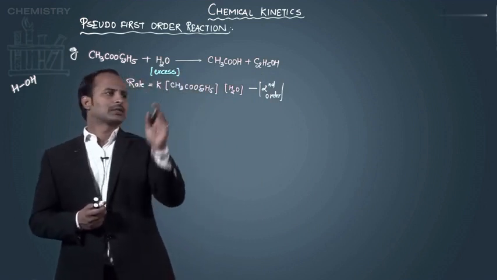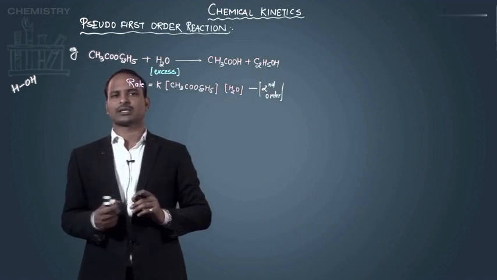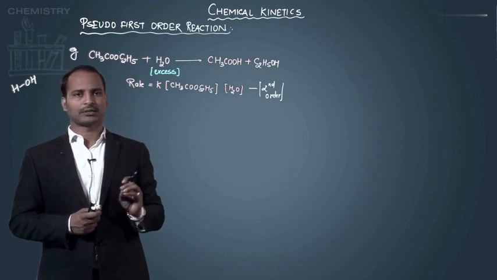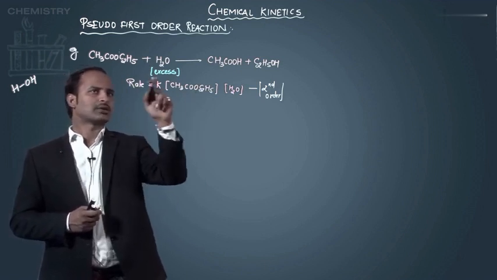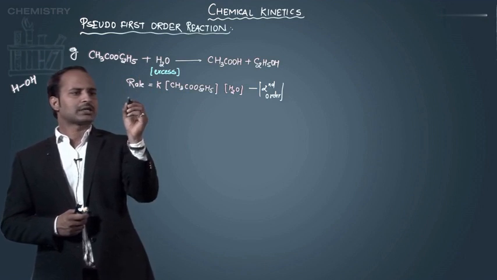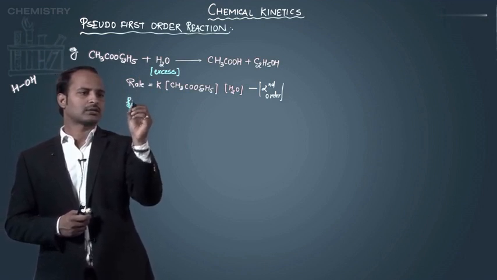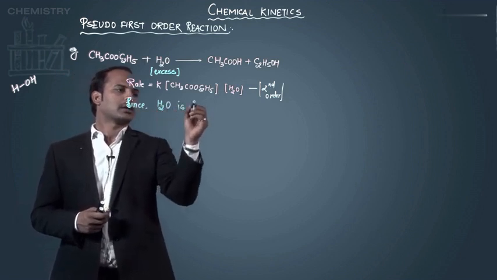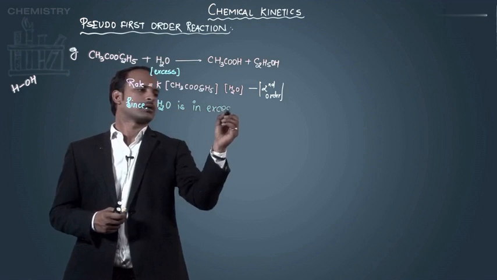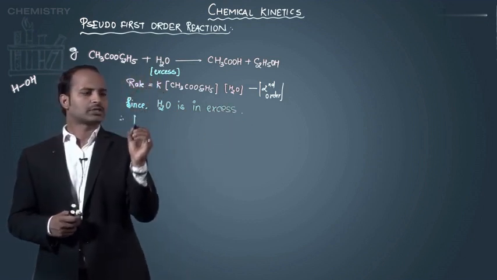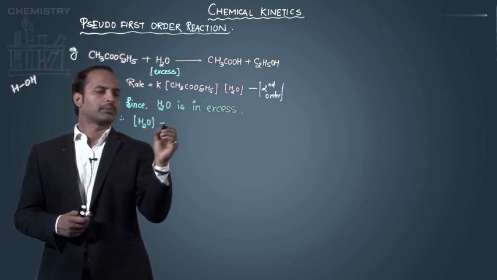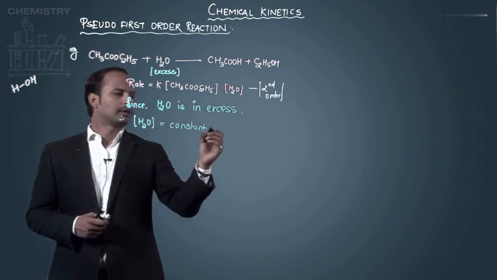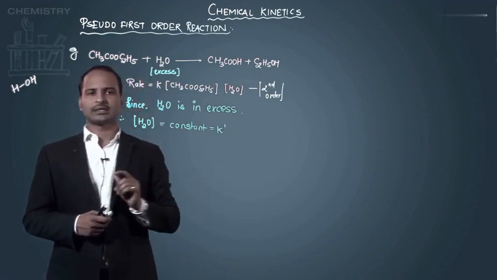So in this case, I can say whenever any substance is taken in excess, then the rate of reaction does not depend upon the concentration of that particular reactant which is taken in excess. So now the rate of reaction will not depend on H2O. That means I can say, since water is in excess, therefore the concentration of water becomes constant. That I am representing or writing as K dash.